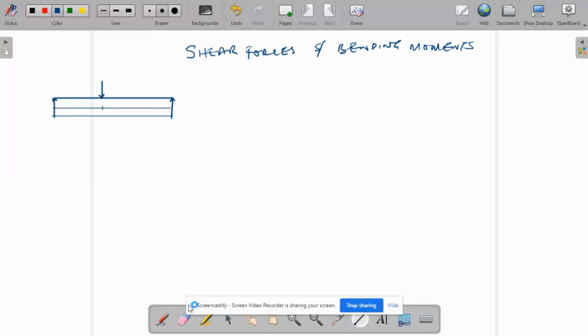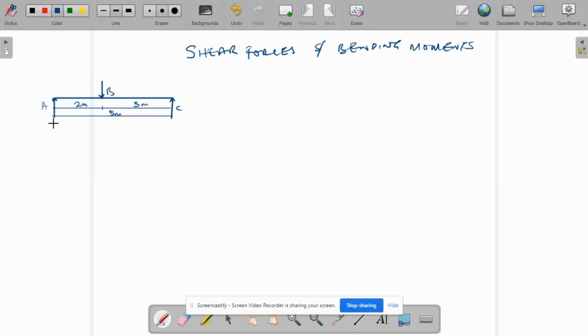This is point A, this is point B, and this is point C. So this beam is 5 meters in span, 5 meter length. Then from A to B is 2 meters, and from B to C is 3 meters.